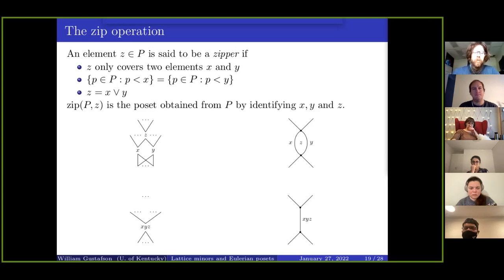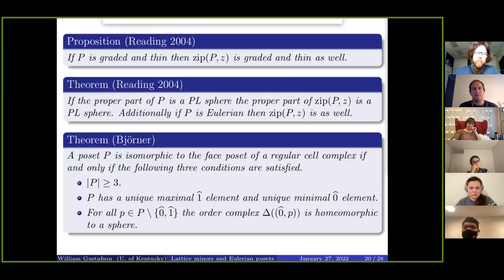So some results about the zip operation. It preserves the properties of graded and thin, well, as a package together, not separately. And if the proper part of the original poset is a PL sphere, so is the proper part of the zip poset. And then it also preserves the Eulerian property. So the zip operation is rather well behaved in these respects.